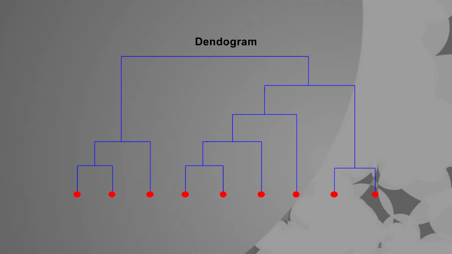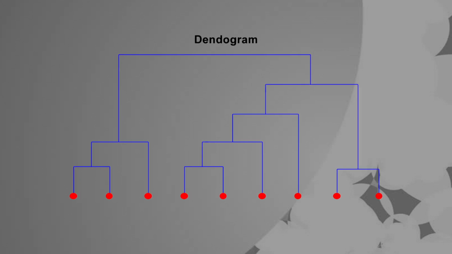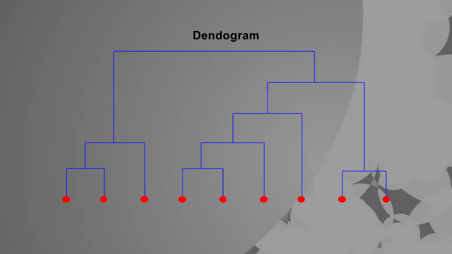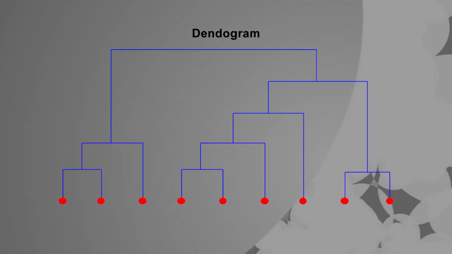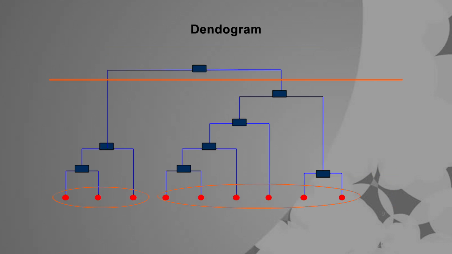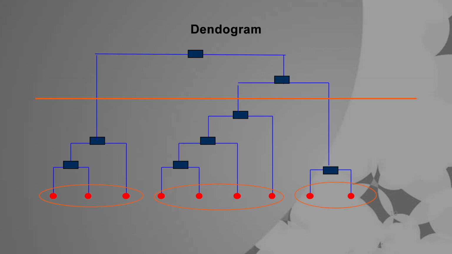A dendrogram is a binary tree that shows how clusters are merged or split hierarchically. Each node in the tree is a cluster. Each leaf node is a singleton cluster. Now look at this visual again. We are cutting the dendrogram at a different level. Now here, look at the level that we are cutting.